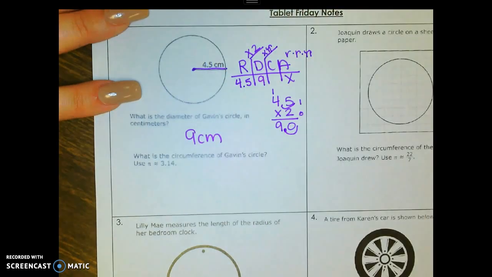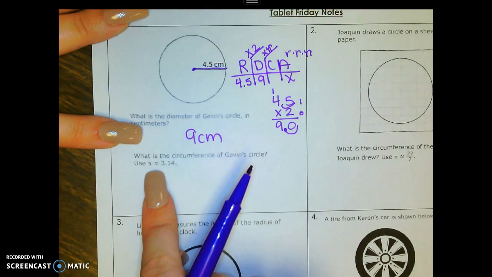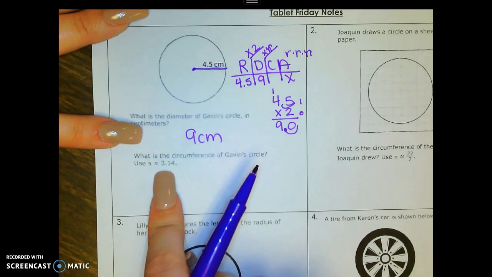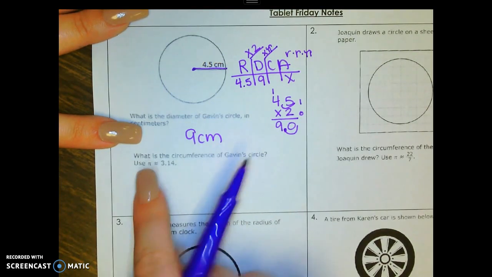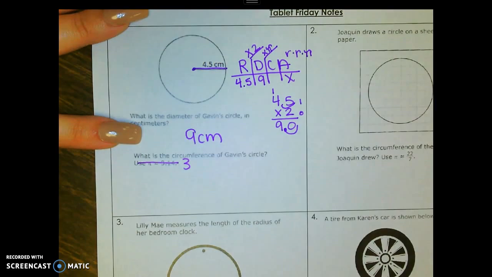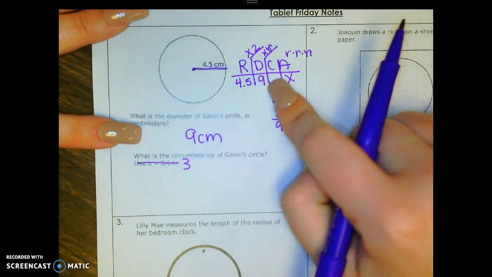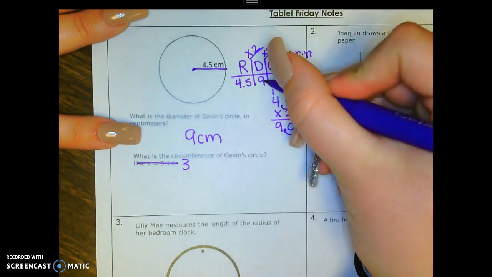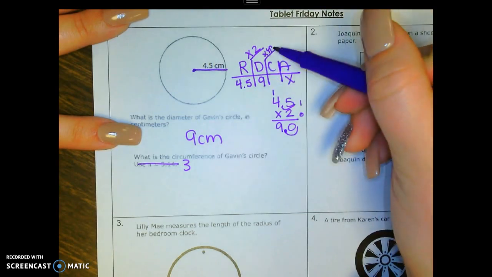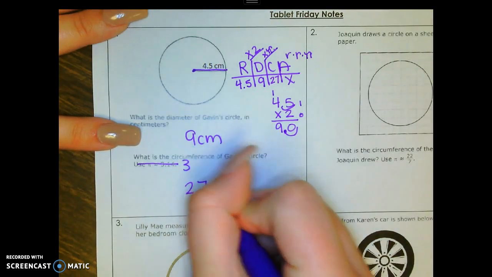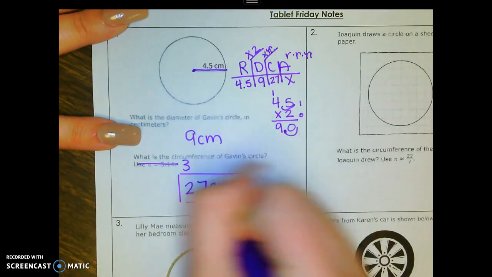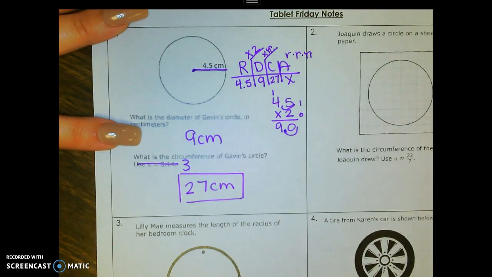I'm also going to write it here. Now I want to know what is the circumference of Gavin's circle. Use pi is approximately 3.14. Remember, we don't use that. So all of your questions are going to see this, but remember, we use 3. So I want to find the circumference, so all I'm going to do is take the diameter, which is 9, multiply it times pi. 9 times 3 is 27. So his circumference is 27 centimeters. That's it. It's that easy.